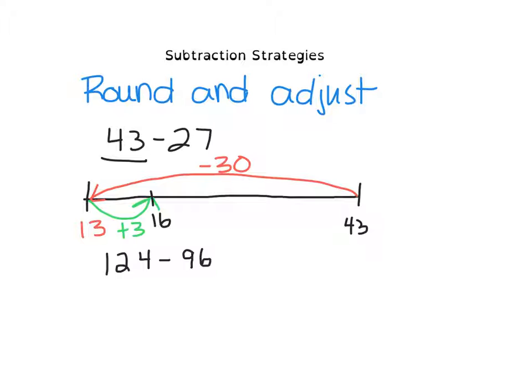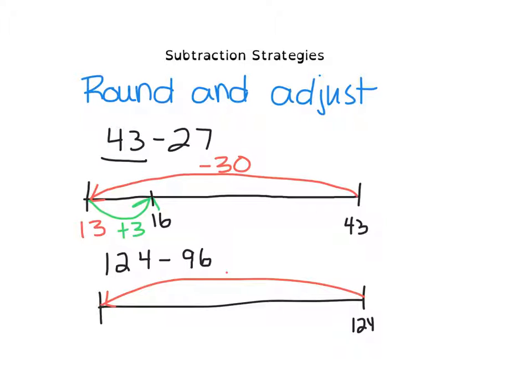I'm going to give you another problem with that same strategy. So let's try it with our 124 minus 26. So of course we make our number line. We're going to put our 124 here. We're going to round this second number. Since this is a number in the hundreds, let's round it to a nice 100 as our round. So we're going to go back 100. So 124 minus 100 is really 24.